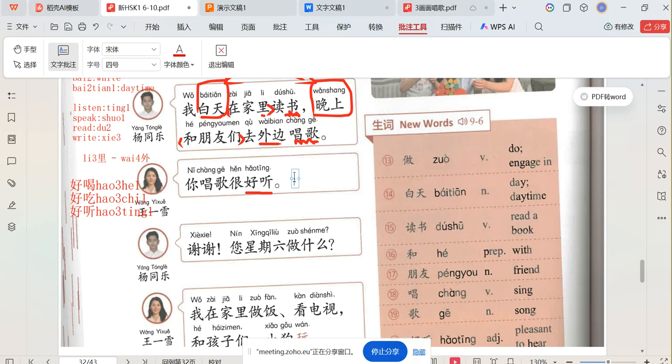Let's say the sentence together. 你唱歌很好听。 Next time, if you think your friends can sing very well, how can you praise them? 你唱歌很好听。 Say it.